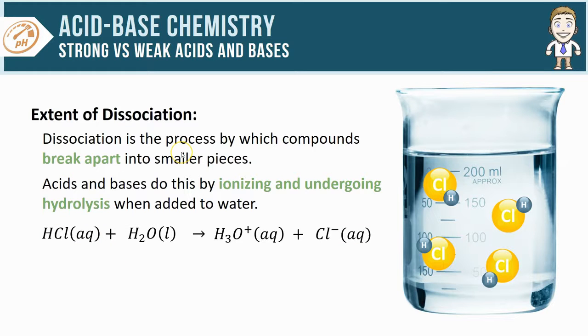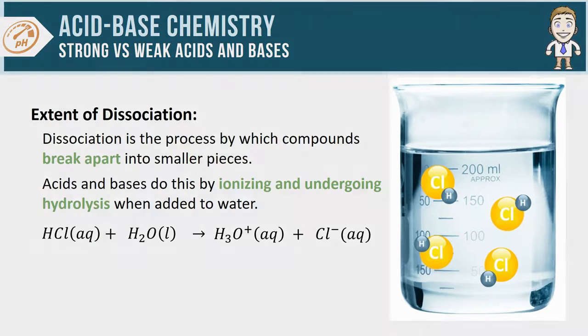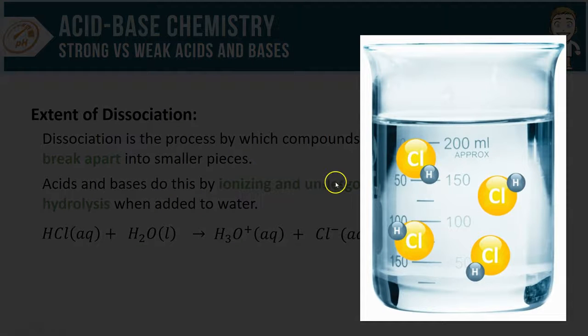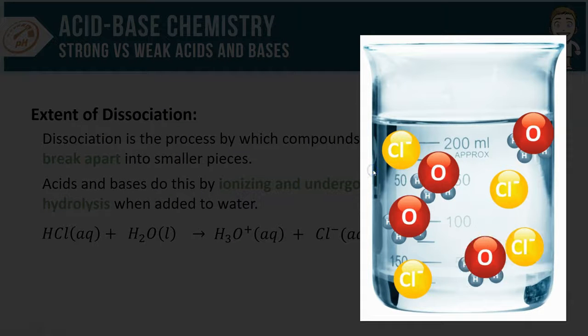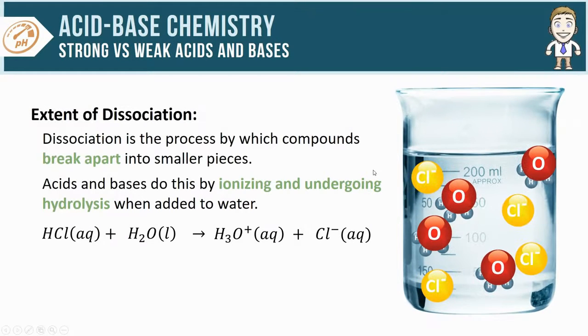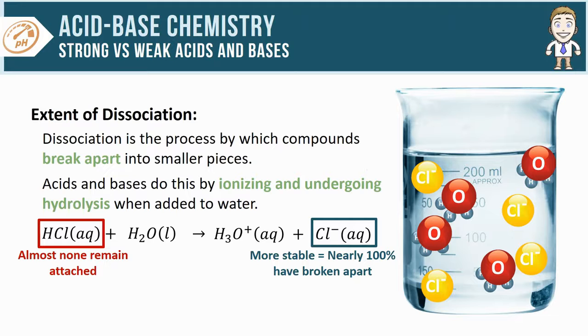If instead we had a different acid like HCl, it's going to dissociate in the same way, but the amount that it does it is different. If I add those same 4 HCl molecules, in this case all 4 of the molecules will dissociate and produce those H3O+ and Cl- products. Almost none remain attached. And that's because it's actually the product Cl- that's the more stable form, so nearly all of them will do that. This is called complete dissociation.